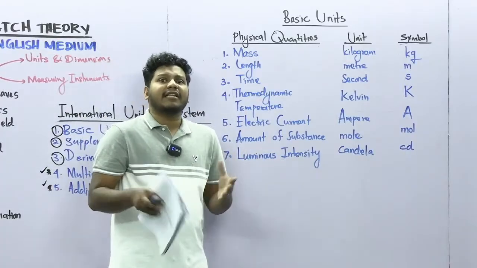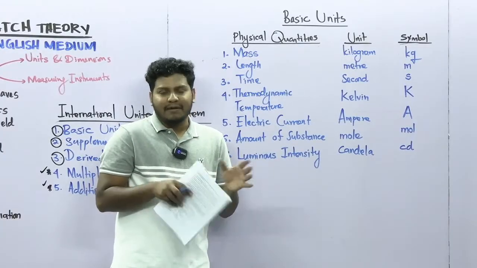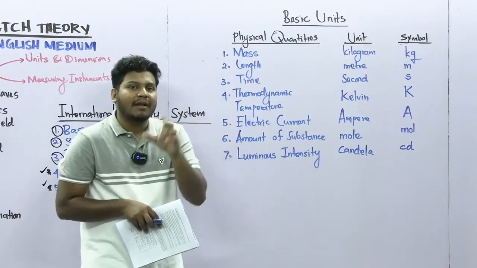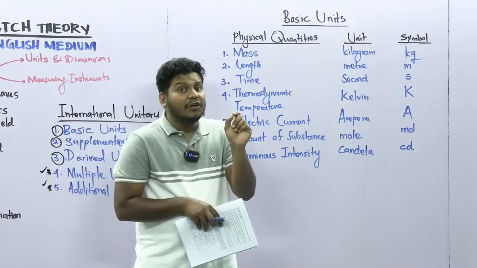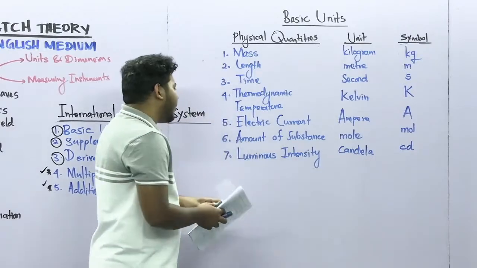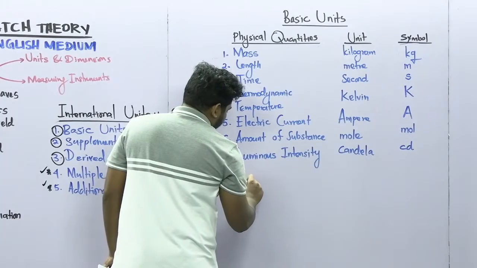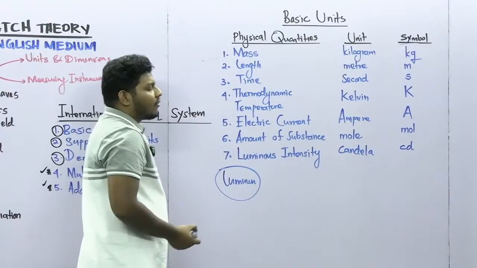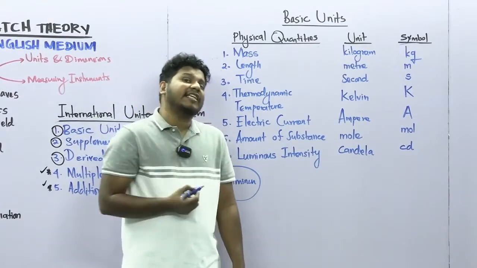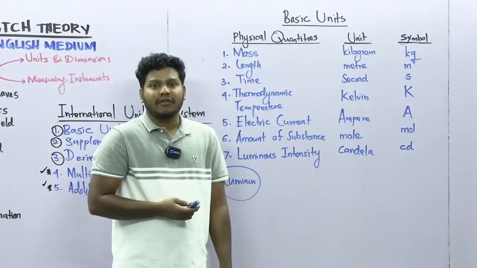Luminous intensity means, guys, if you have an empty bulb box in your home, you can go and check. There will be a word luminant. Luminous intensity is known as the amount of the brightness.